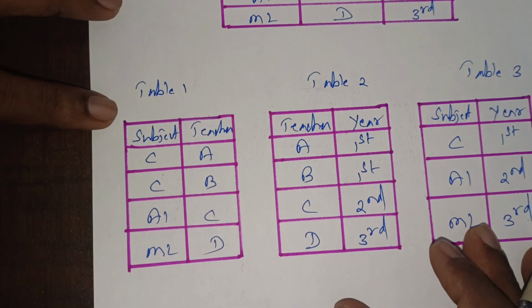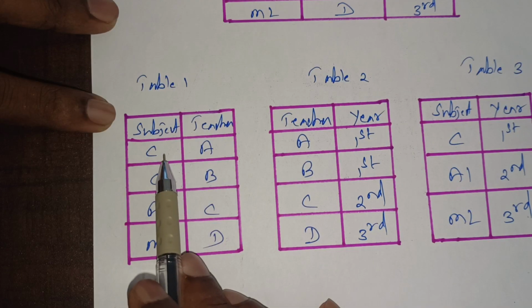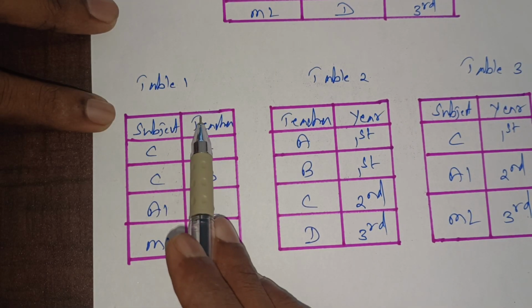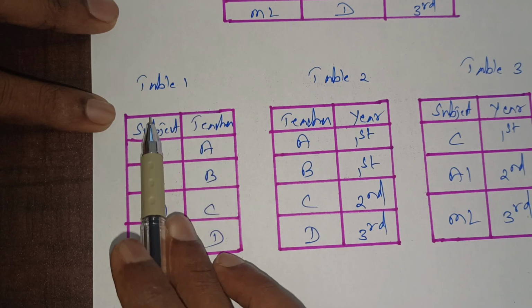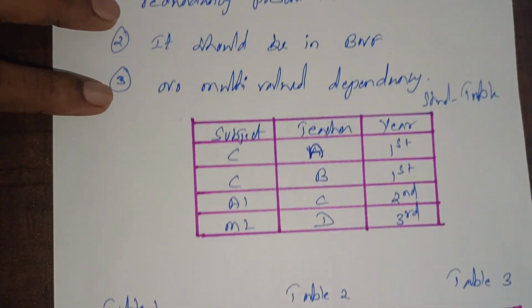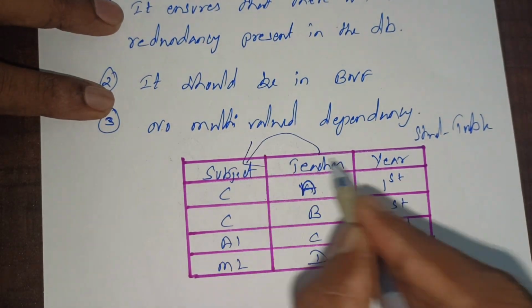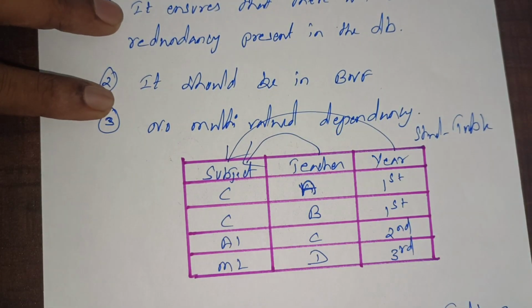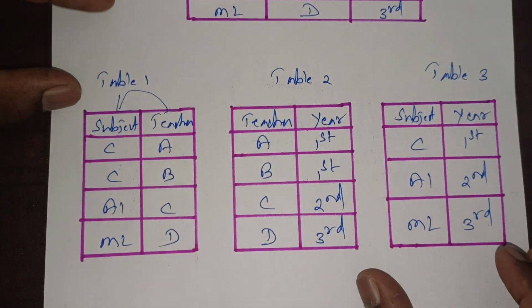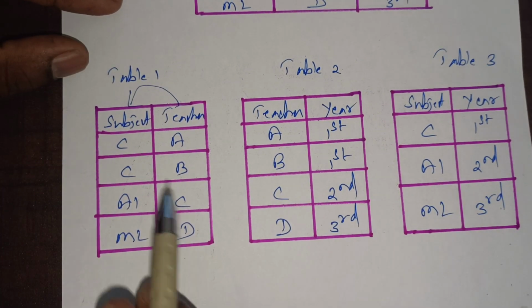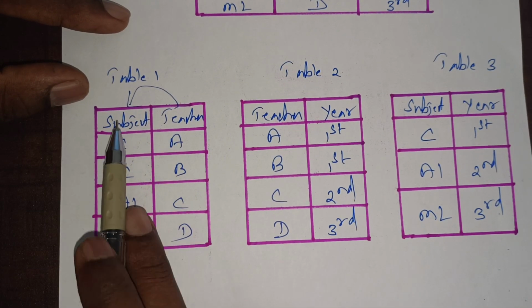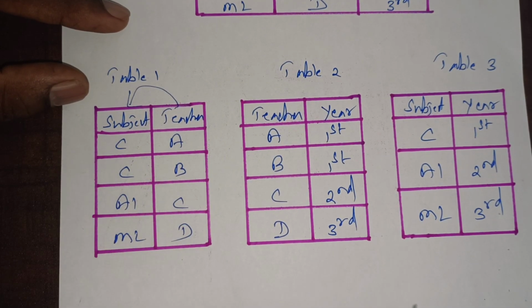Now you can check it. Table number 1 tells you subject names are displayed, teachers are displayed. So there is no more than one dependent column. Only teacher is dependent on subject, right? Earlier you could see that teacher is dependent on subject and year is also dependent on subject, right? So now we have removed that. What is the first thing we did in table number 1? We removed this multi-value dependency. Only one column here, teacher, is dependent on subject, right?